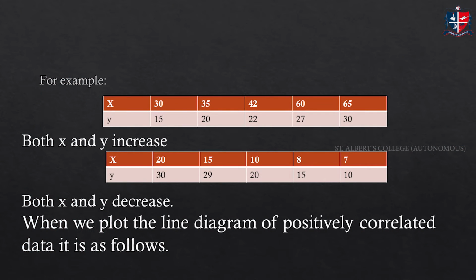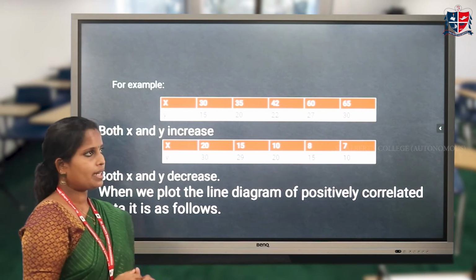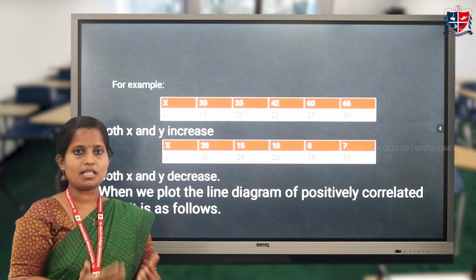This is a particular data showing positive correlation. Here we can see two tables. In the first table, x is in an increasing pattern, because the first number is 30 and the second number is 35, which shows an increment pattern. Likewise, y also shows an increment pattern. The second table shows a decrement pattern, where both x and y are decreasing. So in both cases, whether x and y are increasing or x and y are decreasing, we can say that there is a positive correlation.